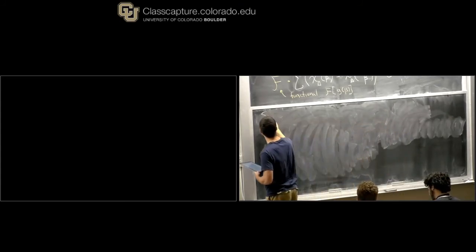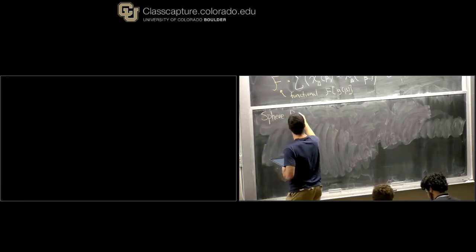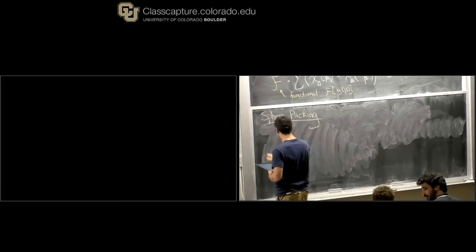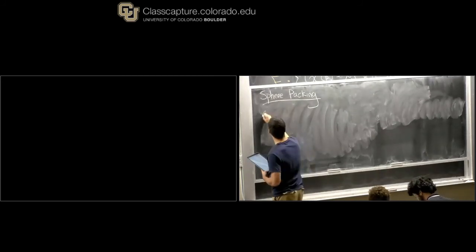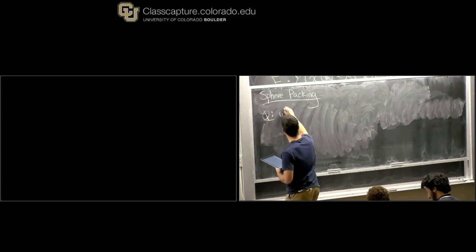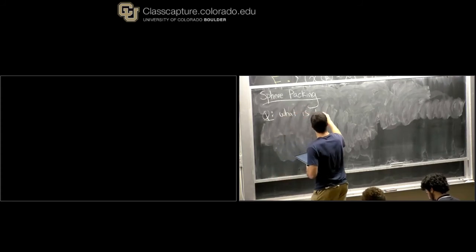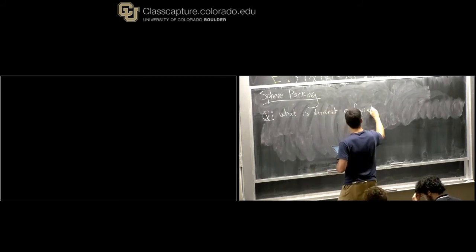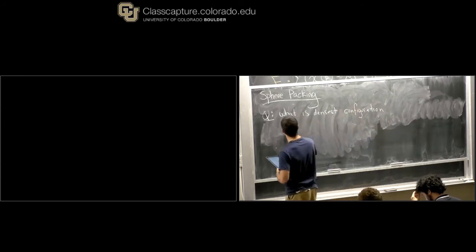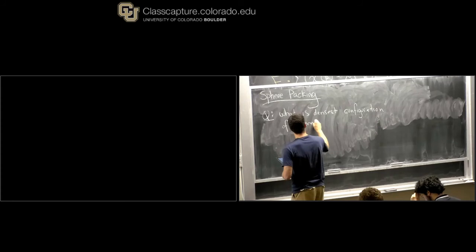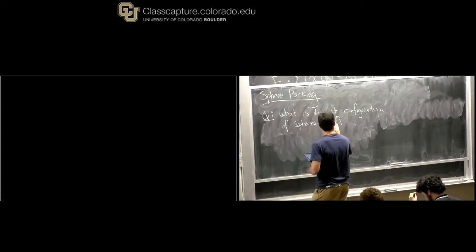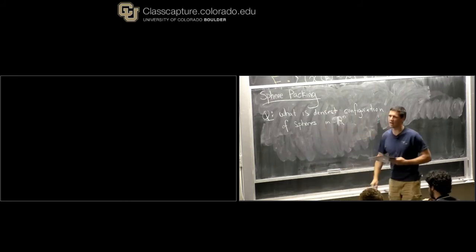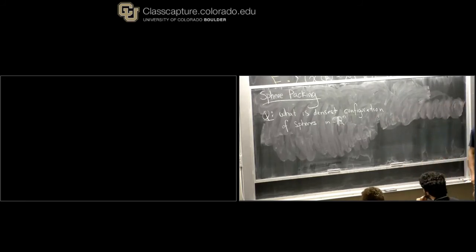Okay, so the fun math problem is the problem of sphere packing. So what is the sphere packing problem? The question of sphere packing is, what is the densest configuration of spheres in R^n? By spheres I mean identical non-overlapping spheres. So this is like how many tennis balls can you throw in a box?